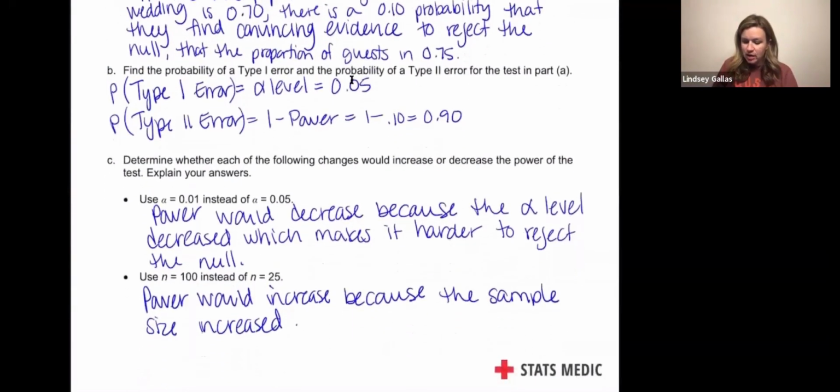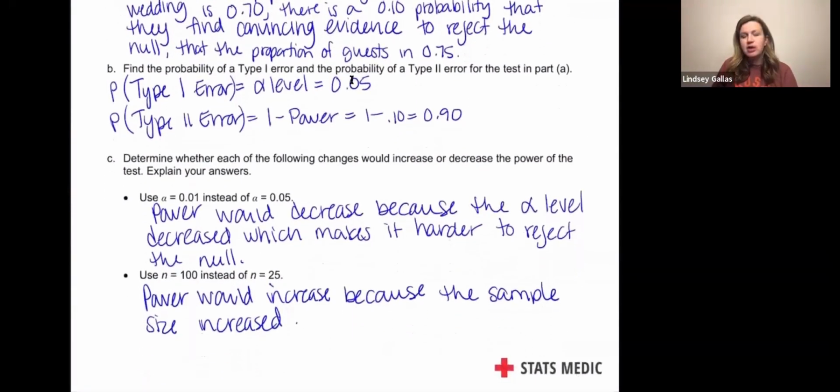And then in C, you've been given a couple different scenarios and you have to decide if you're going to increase or decrease power. For the first one, using a lower alpha is going to decrease power. It makes it more difficult to reject the null. And then in the next one, the sample size has been increased. When you increase your sample size, you increase power. So power would go up in that scenario.